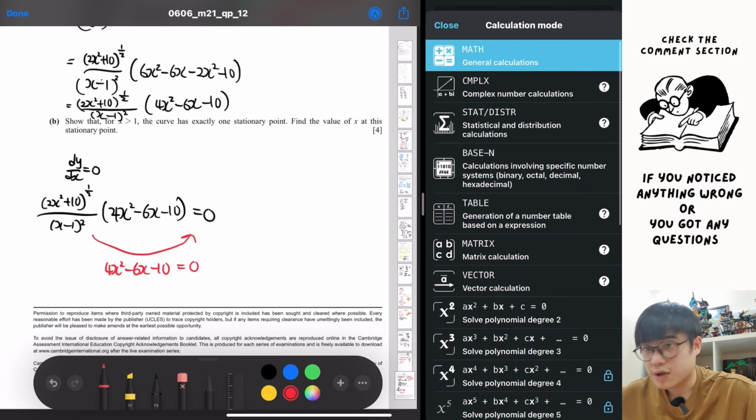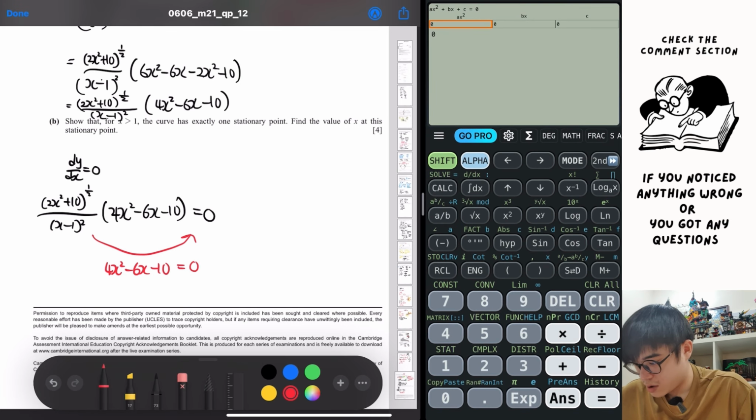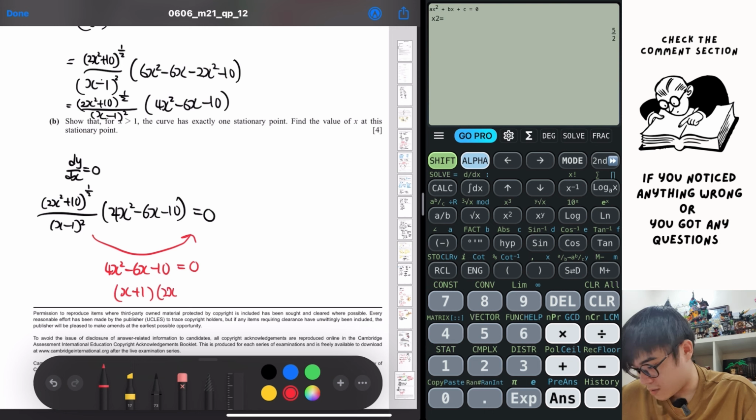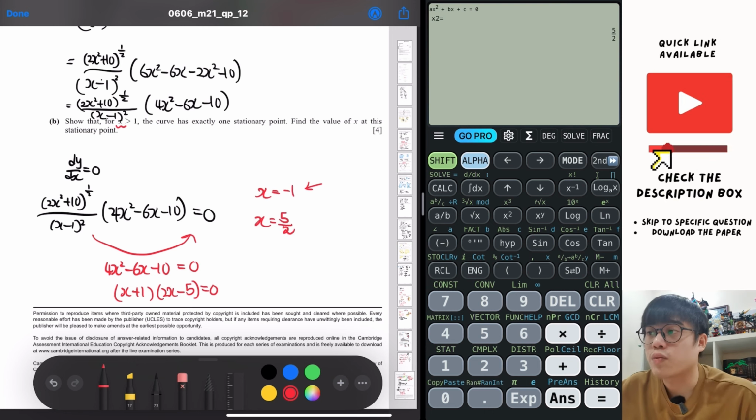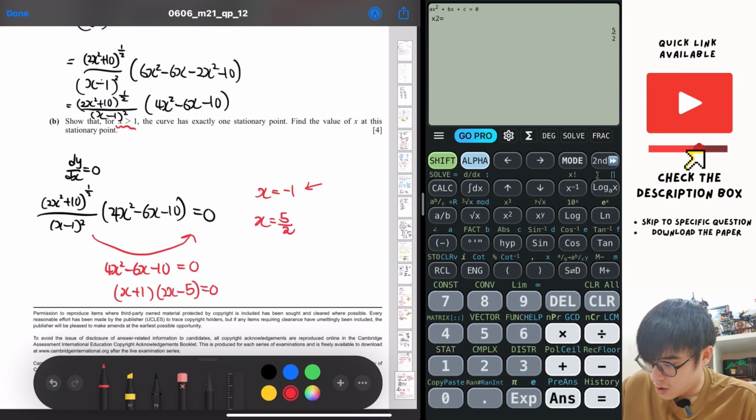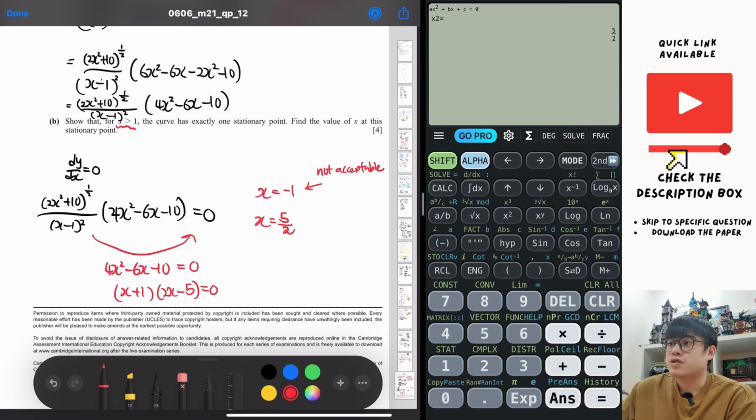When you run your calculation, you have your x value as this. So this one doesn't fulfill the x more than 1's condition. So this one is not acceptable. The x value of your stationary point should be 5/2.